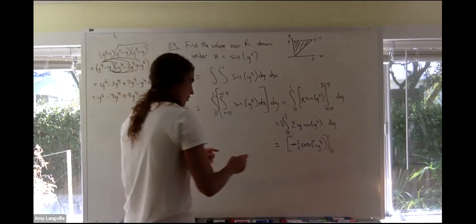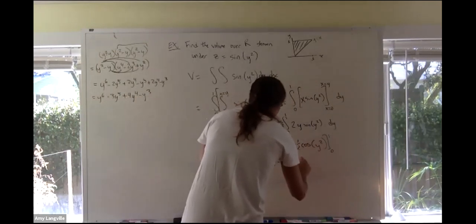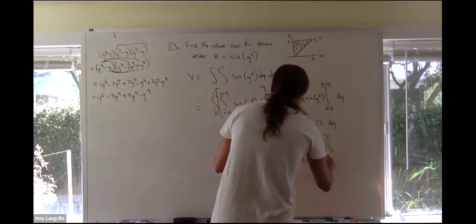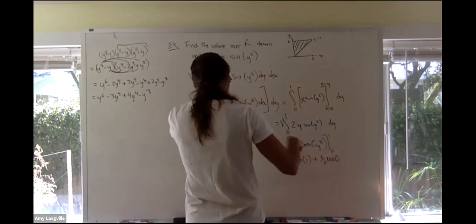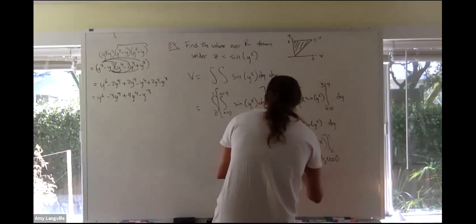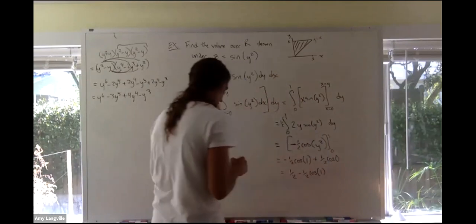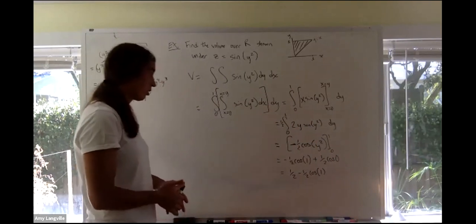Let's go ahead and evaluate then our limits. Upper limit first minus the lower limit. So minus 1/2 cosine of 1 minus plus 1/2 cosine of 0. Let's see, cosine of 0 is 1. So we'll have 1/2 minus 1/2 of cosine 1, whatever that is. Evaluate, you can get a decimal. And that is our exact volume.